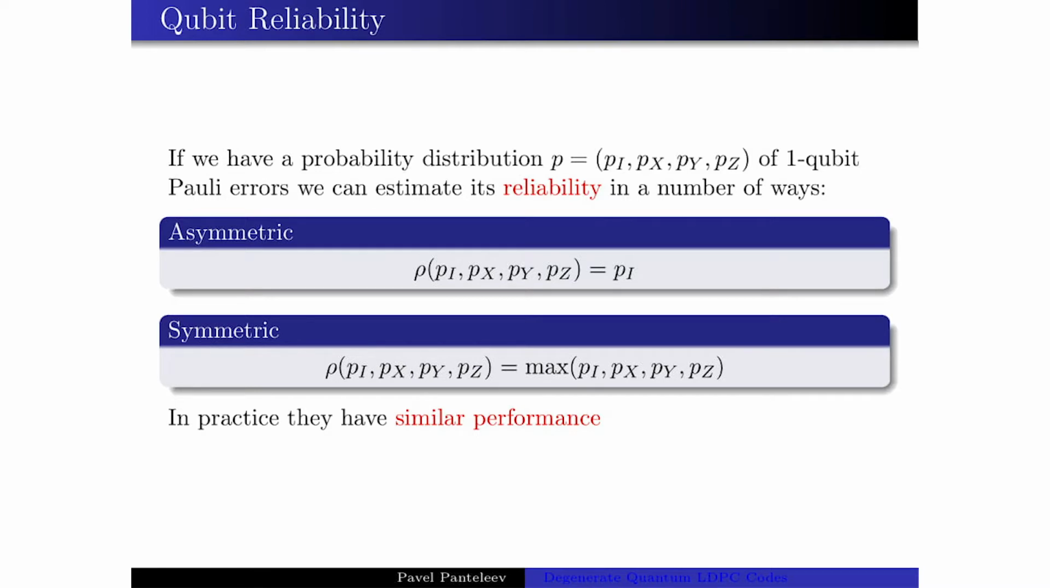So, what is qubit reliability? Basically you can define it in many different ways. One particular way is just to use the probability that we do not have any error. And this is kind of asymmetric in terms of X, Y, and Z, and you can also use a symmetric value. But it turns out that in practice they have really similar performance, so it really doesn't matter which you use. For some codes, the first one works the best. For some codes, the second one.